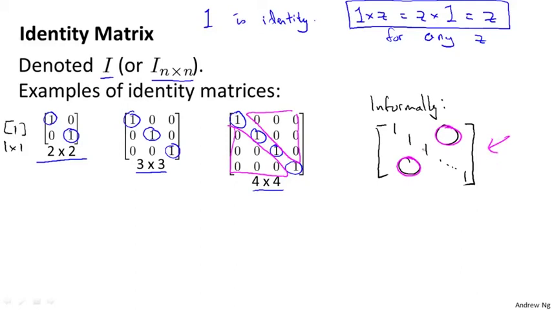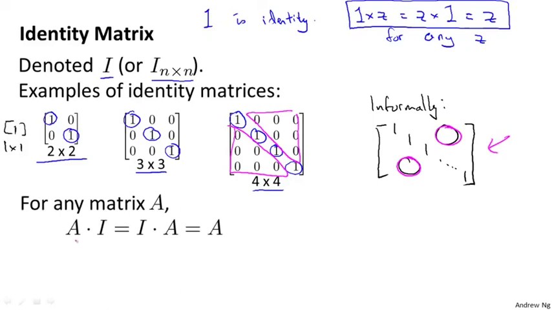It turns out that the identity matrix has this property that for any matrix A, A times I equals I times A equals A. That's a lot like the equation we had up here, right? 1 times z equals z times 1 equals z itself. So I times A equals A times I equals A.